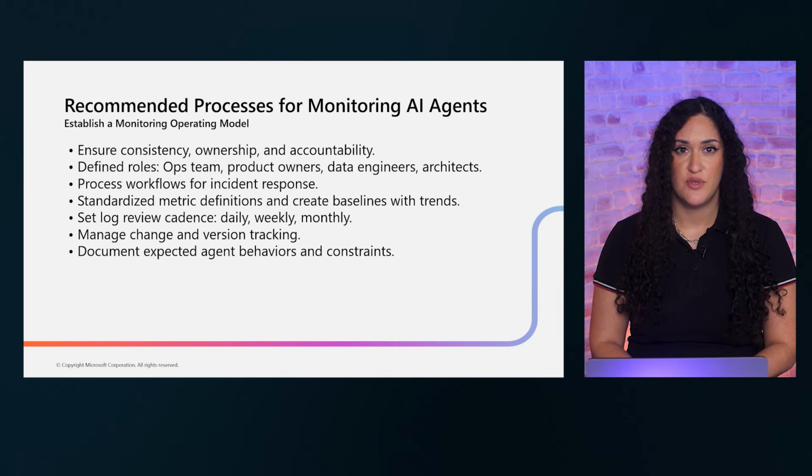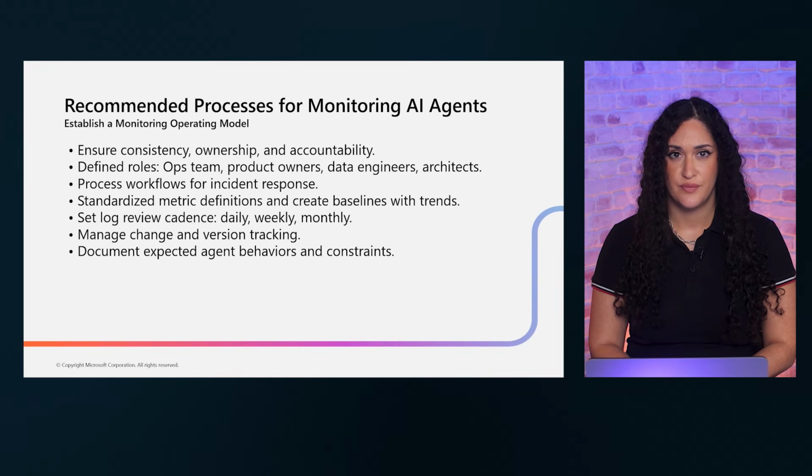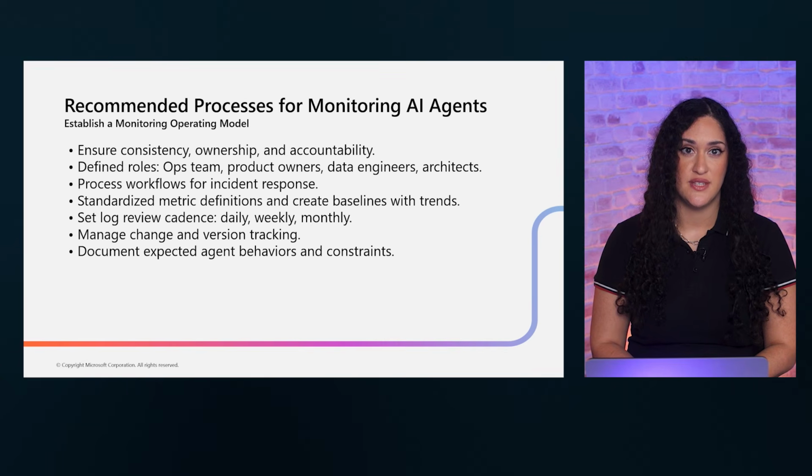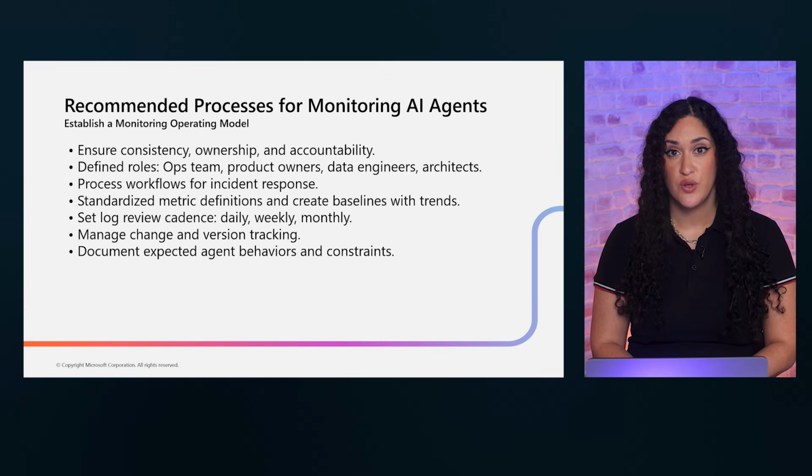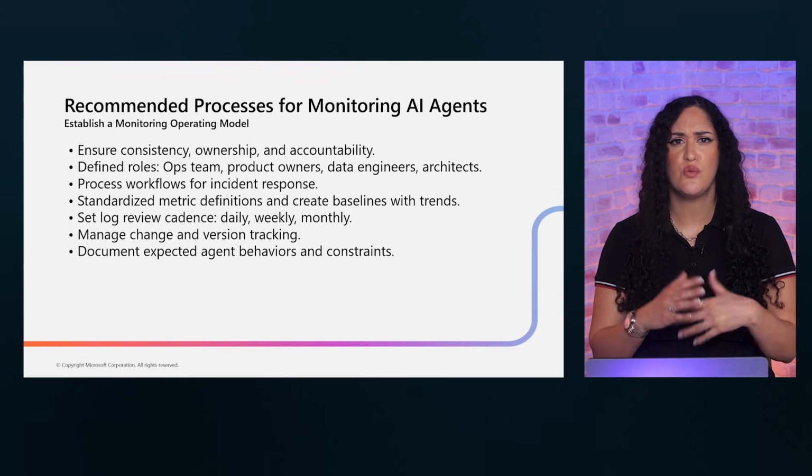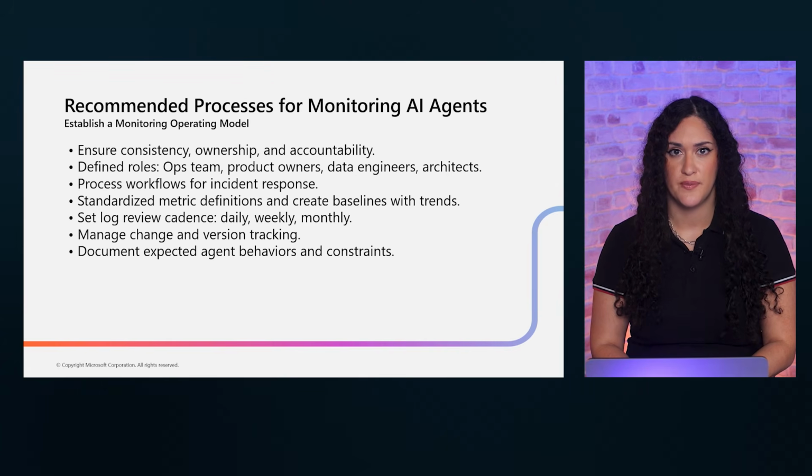Now let's talk about establishing a monitoring operating model. This is where many teams fail because they monitor but nobody owns the monitoring. You need to define roles like ops and data engineer teams. Set up process workflows for incident response so when something breaks, there's a clear playbook.